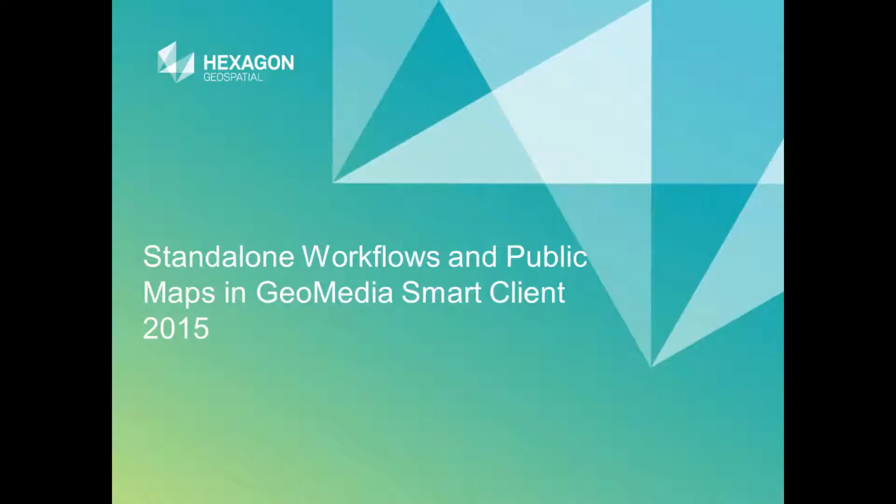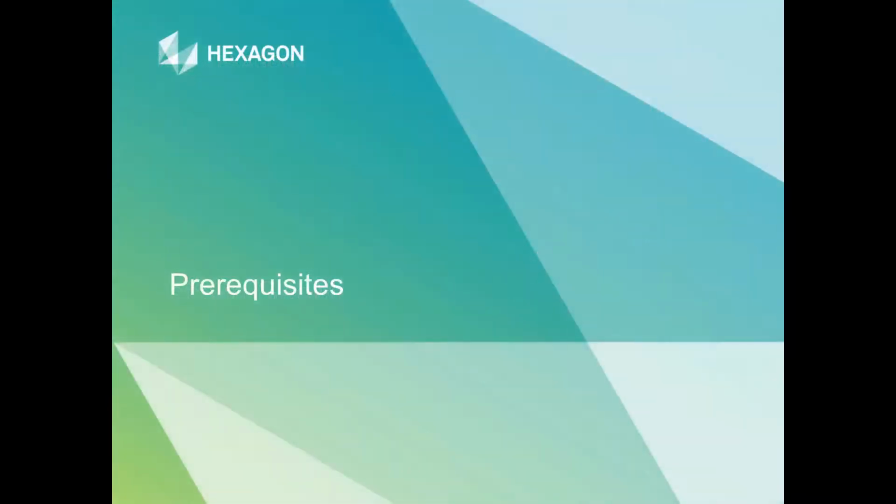In this video, we'll see how to check the prerequisites, configure Workflow Manager to run as a standalone application, define a workflow, add public maps, and run the workflow to see the results in a browser. To use workflows as a standalone application, you must first install and configure GeoMedia Smart Client, define the Smart Client project to include public maps, and you must configure public maps.